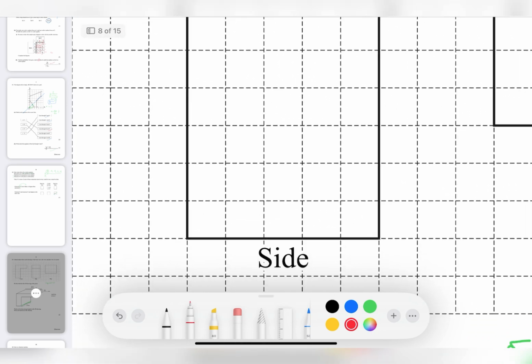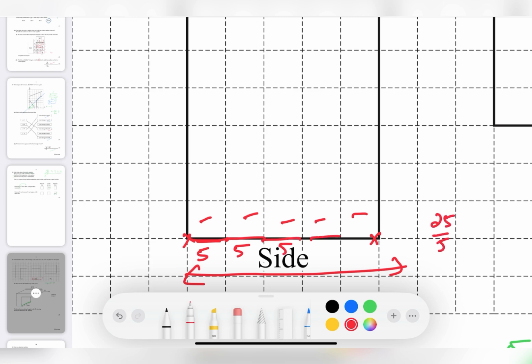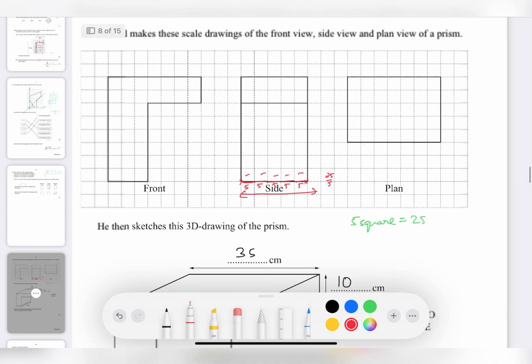Now look carefully. Total is 25 from here to here. There are 5 square. 1, 2, 3, 4, 5. So this side will be 5. This will also be 5. Just divide 25 by 5, right? This will also be 5. This will also be 5. So this will also be 5.